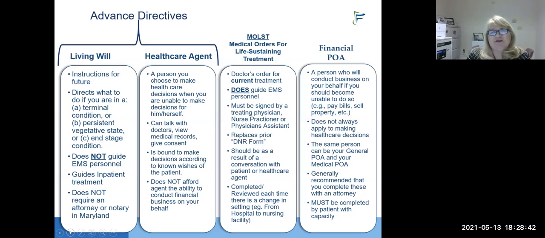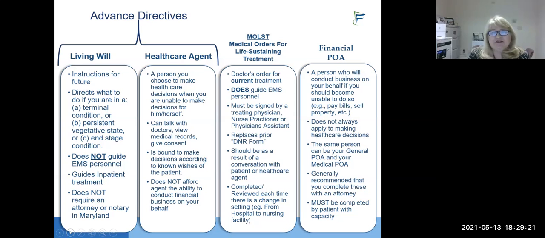If you come into the hospital and you're not in any of those conditions, the doctor will treat you like they would anybody else. They'll have those conversations with you along the way. They'll look at your advanced directive when you first come in, but they won't be pulling that out to look at it unless you are in one of those three conditions. The living will does not guide the EMS personnel that come into your home. You have to be in the hospital for them to utilize the living will, or under hospice care. It does guide your inpatient treatment, but it does not require an attorney or notary, which we're going to talk about in a little bit.